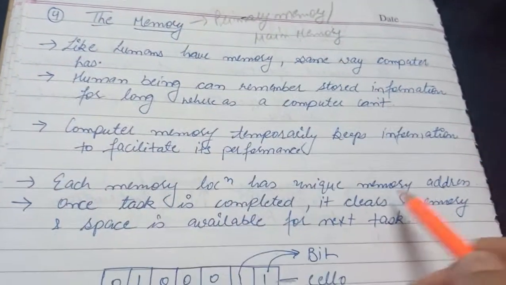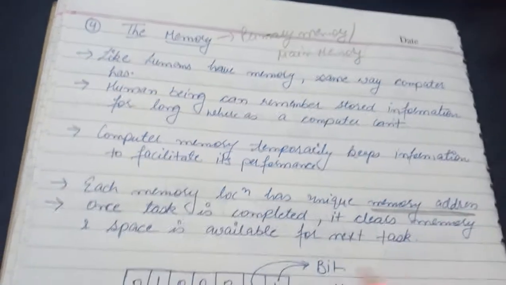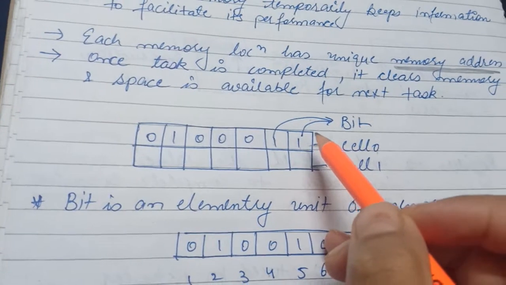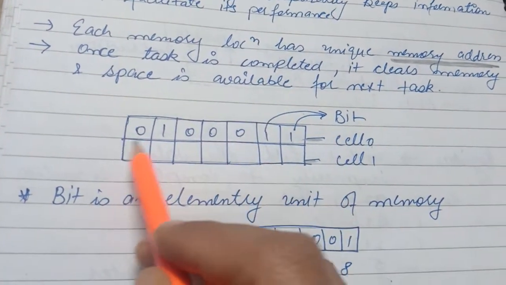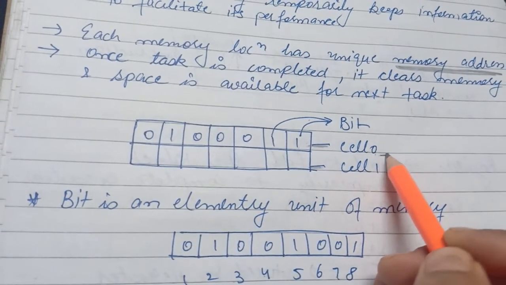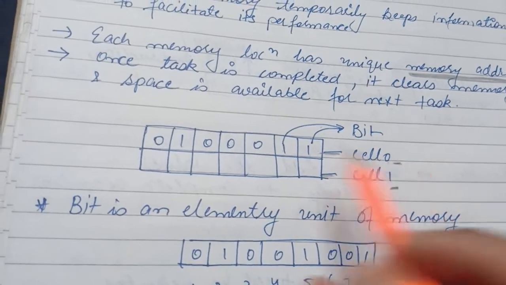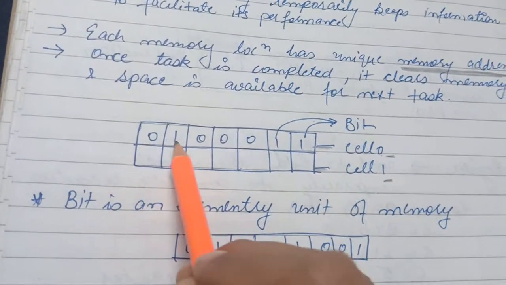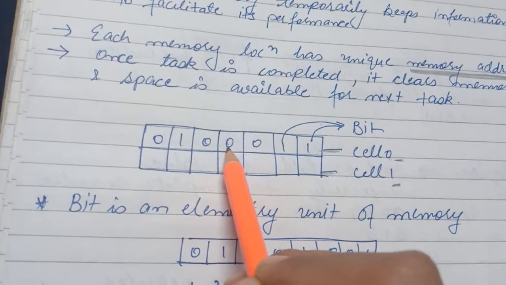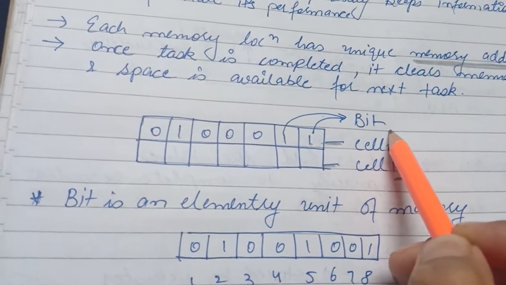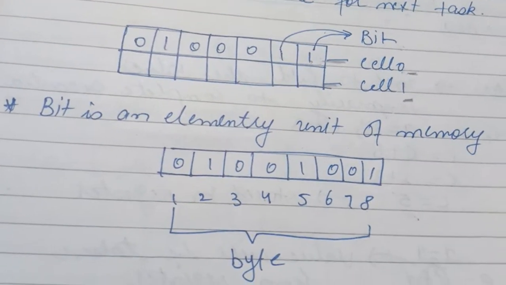Computer memory has unique memory addresses on which it will keep its data. For example, look at this diagram. In this diagram, I have taken this particular block, and this block is named cell 0, whereas this block is named cell 1. In cell 0, I have stored binary data 0 1 0 0 0 1 1. Each value is known as a bit in computer language. This bit is the elementary unit of the memory.